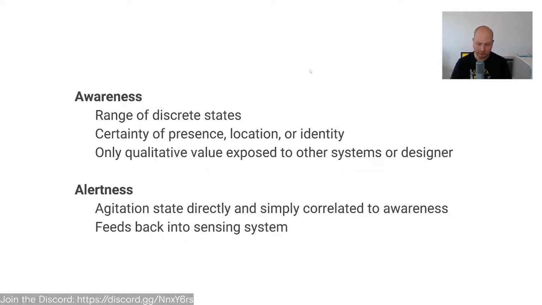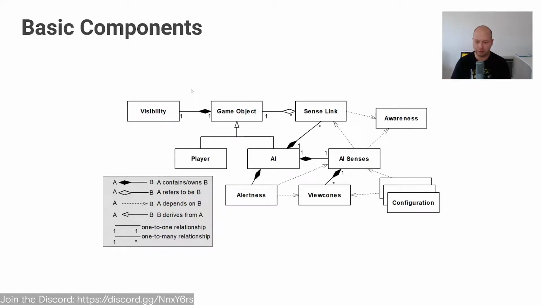So the awareness system has a range of discrete states. It's certainty of presence, location, or identity, and it's only a qualitative value exposed to other systems or designers, so it's basically intended for internal systems. The alertness is basically an agitation state. It's related to awareness, and it feeds back into the sensing system. If you look back at this system, the AI senses are triggered by the awareness, and the alertness is then triggered by the AI senses.